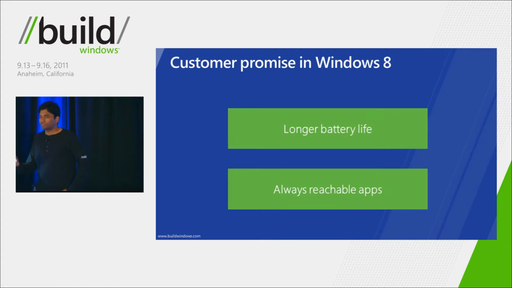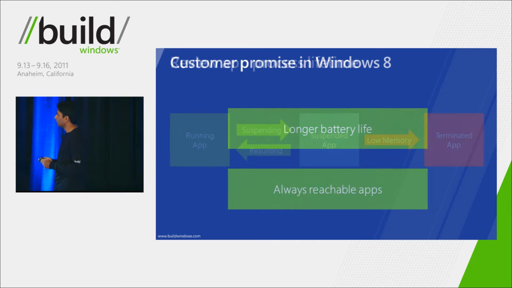But the problem is, if every app started doing that, then we'd have a lot of apps running all the time. And if you have a lot of apps running all the time, our first customer promise of longer battery life suffers. So as you can see between these two things, there's a certain tension that we need to solve. So we'll take a look at how to address this tension.